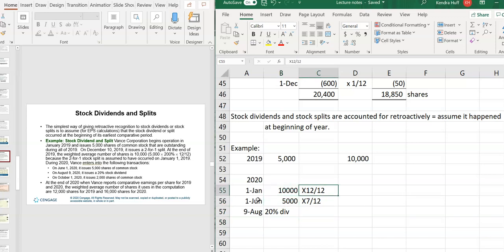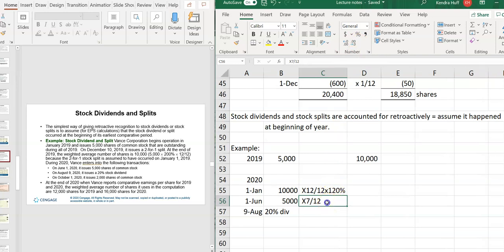So I'm not going to multiply by just the months. I'm also going to multiply by 120% or 1.2, because I now have 20% more than I had. I'm going to do the same thing for this one. Then October the 1st, I issued another 2,000 shares. October, November, December, so that's times 3 over 12. It did not participate in the dividend because it was not outstanding yet at that time.